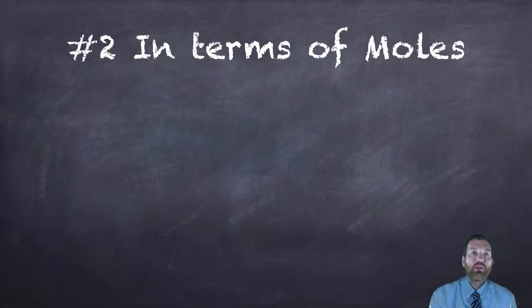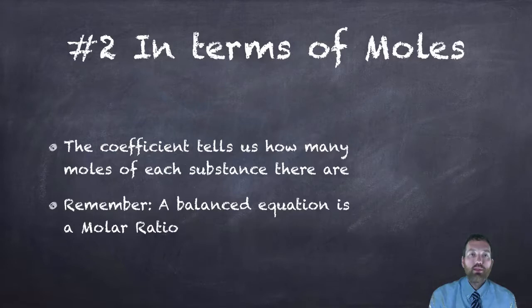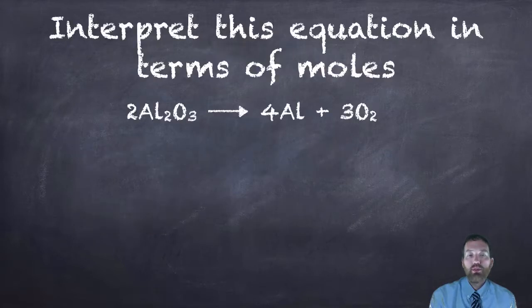Okay, the other way to interpret chemical equations is in terms of moles. This one is a lot easier. You're going to like this one. The coefficient tells us how many moles of each substance there are. So remember, a balanced equation is a molar ratio. So you just pretty much need to read the coefficients here.